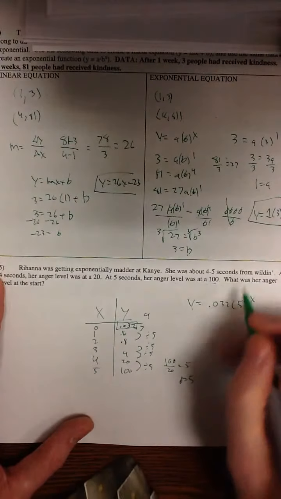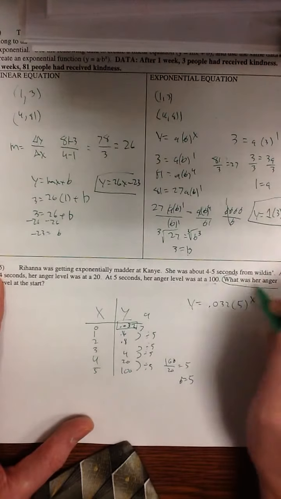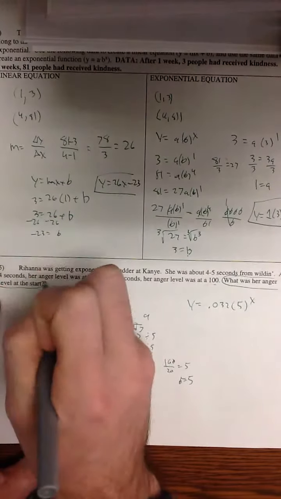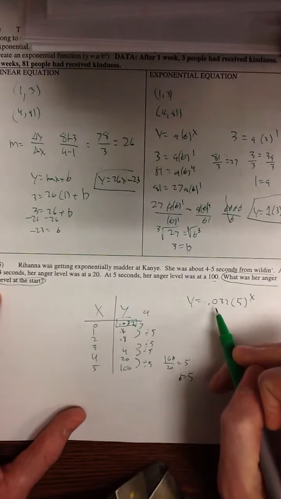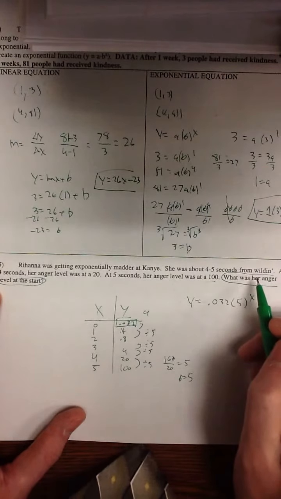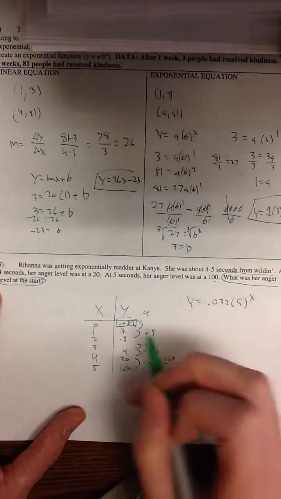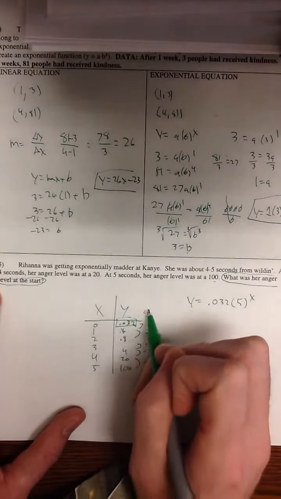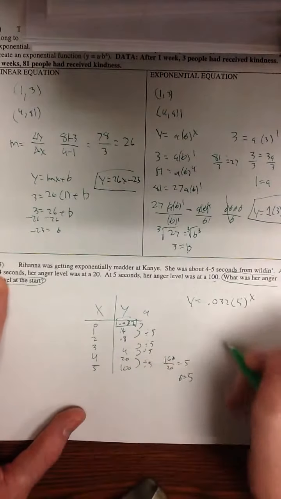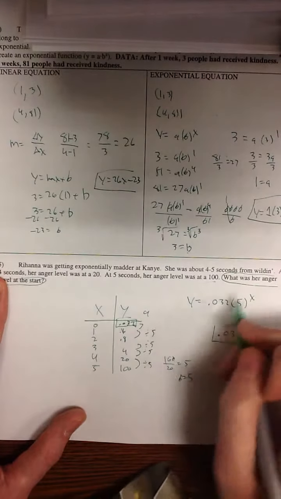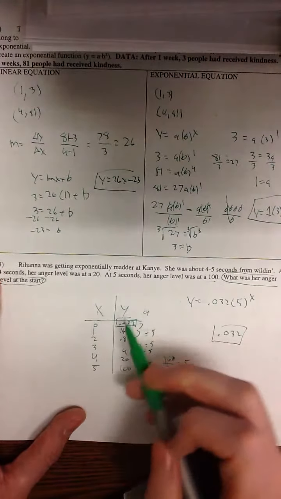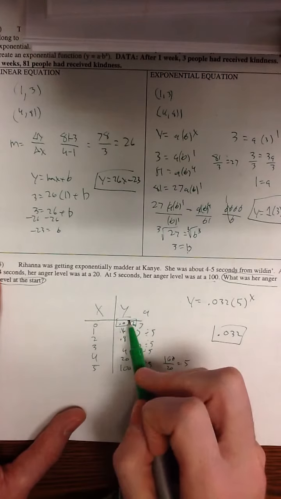But if we look, the question's actually asking what was her anger level at the start. So if you put this, that's great, that's correct, but it doesn't answer the question. The question wants to know what's her anger level at the start, which is the a value, that one right there. So the answer is just 0.032. We didn't even need to make the equation. Part of this one was just knowing that this is the start, not this one.